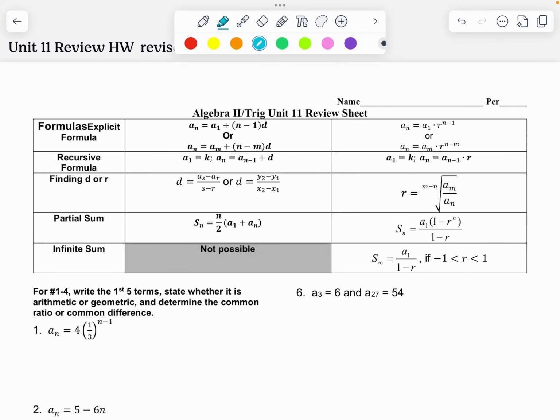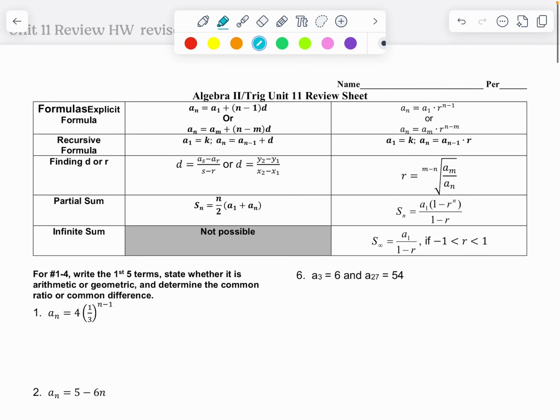What's up, Doc? I'm going to do a talk through of the Unit 11 review sheet. This should help you see every kind of problem that Unit 11 goes over. Instead of teaching each individual lesson, you can have an example of everything.